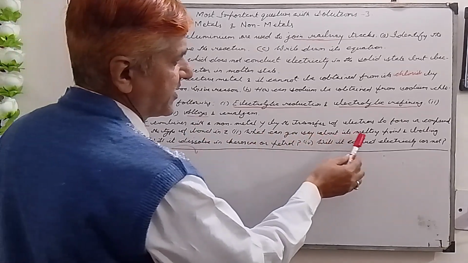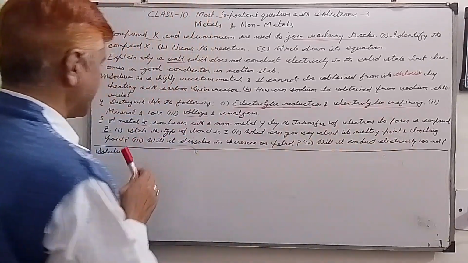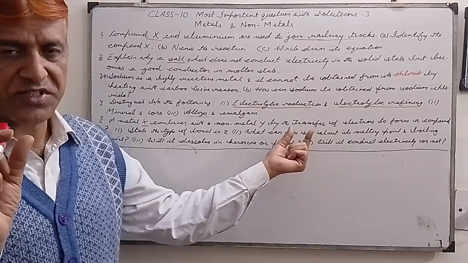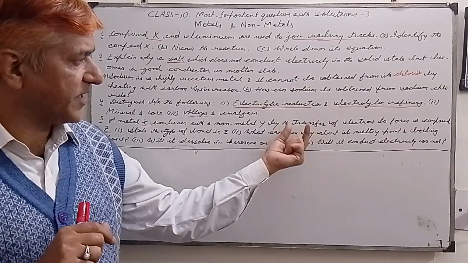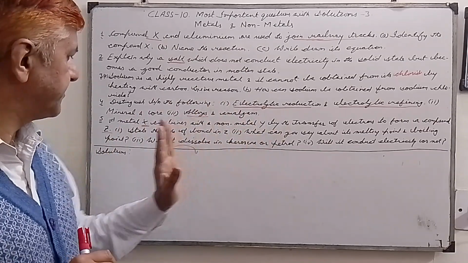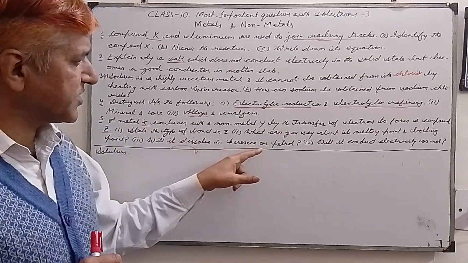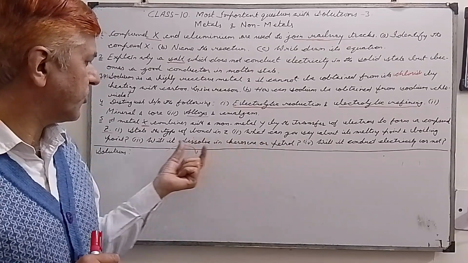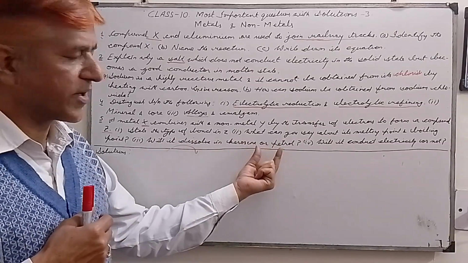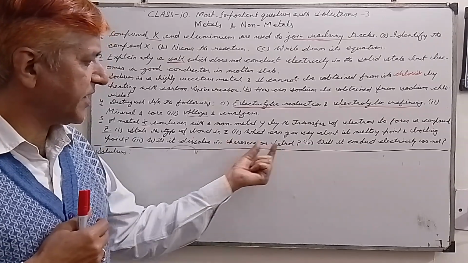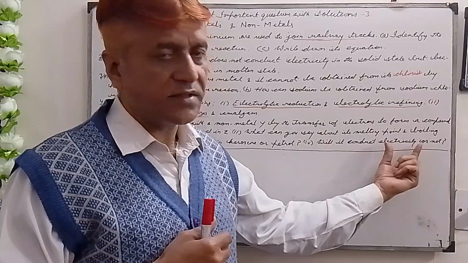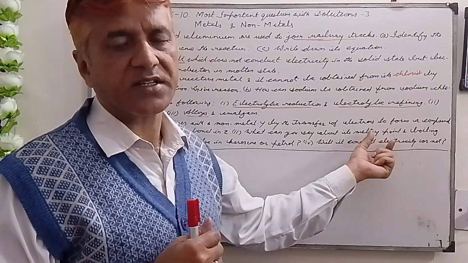What can you say about its melting point and boiling point? My dear students, remember that melting points and boiling points of ionic compounds are always high. Will it dissolve in kerosene or petrol? No. Ionic compounds do not dissolve in organic solvents. Kerosene and petrol are organic solvents. Will it conduct electricity? Yes, it will conduct electricity.